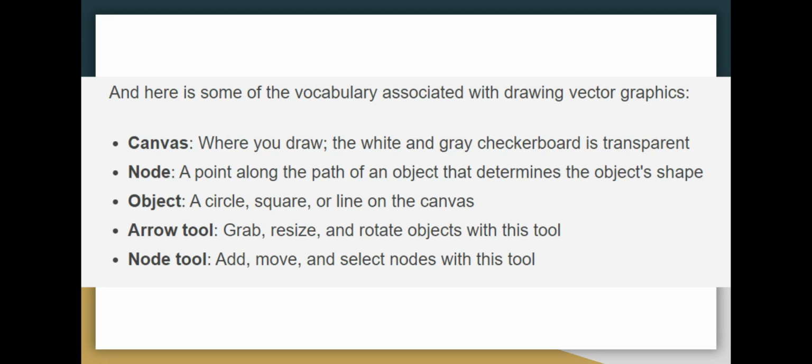An object is a circle, a square, or a line containing a bunch of nodes that are all connected to each other. The arrow tool lets you grab, resize, rotate objects, and the node tools let you move, add, or select nodes.